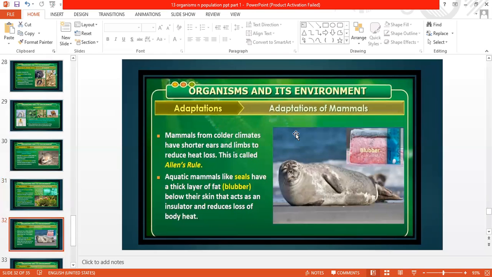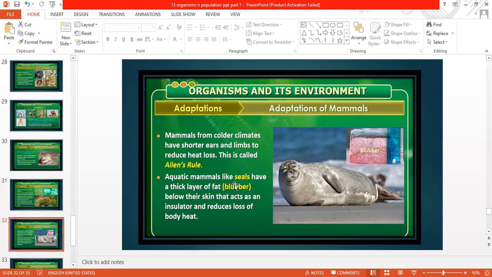Now let's see adaptation in cold climate. In cold climate, mammals have shorter ears and limbs to minimize heat loss. This is known as Allen's rule. You can see over here, this is a seal. The limbs and ears are very small, short, because maximum heat is lost from there. So this is Allen's rule.